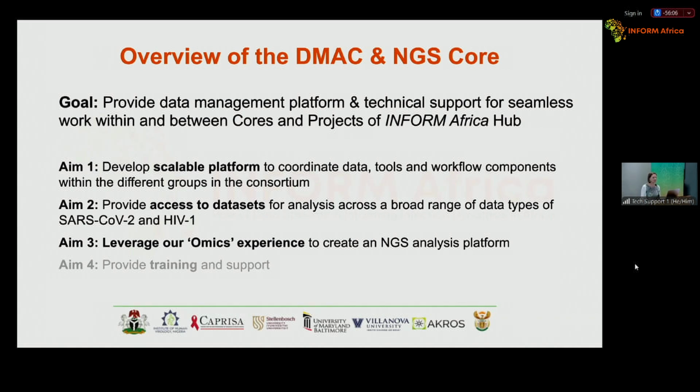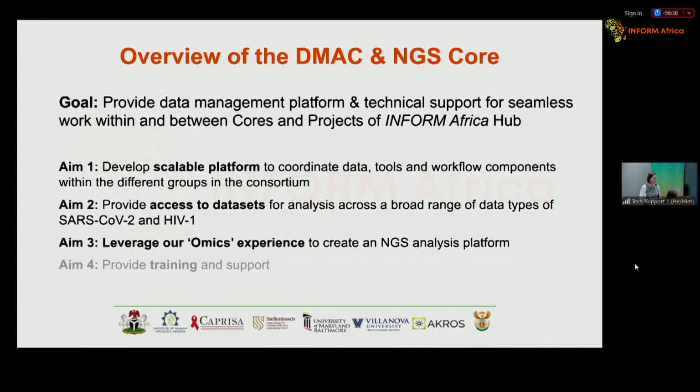We have 4 aims. The first is to develop this scalable platform that can coordinate the tools and workflows across the different groups in the consortia. We also provide access to the data sets. And we have this third aim about leveraging our Omnix experience. So we are the DMAC and NGS core. And then we also contribute to training, but I'm not going to talk a lot about training, so I've made it a little bit grey here.